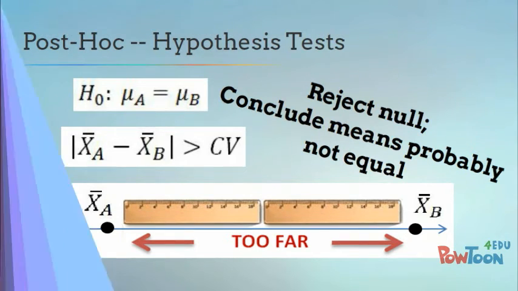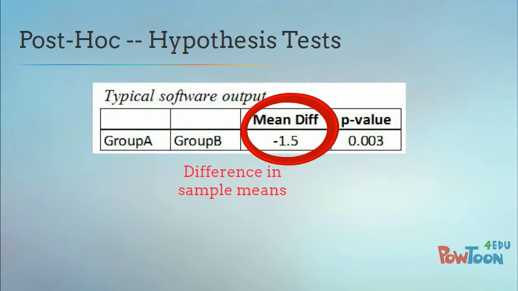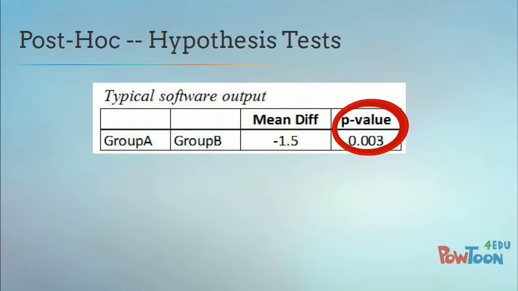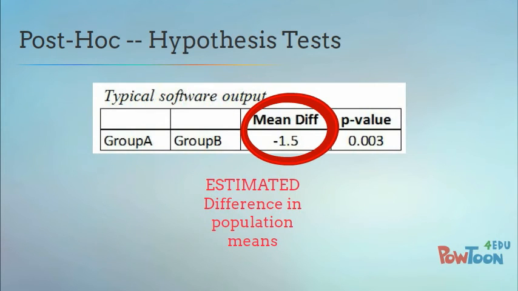This software output is often shown as an estimated difference between the two sample means and a p-value, though sometimes the critical value itself is not shown. One would know that the difference between two particular means is significant if the p-value is smaller than the significance level, and then the difference in the population means could be estimated by the difference in the sample means.